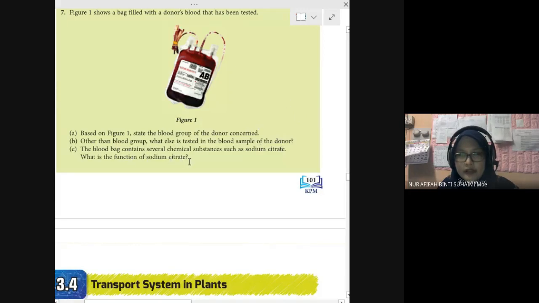Okay, the blood bag contains several chemical substances such as sodium citrate. What's the function of sodium citrate? We want to make the blood last longer when we keep it in a certain container or refrigerator. So we need to add several chemical substances such as sodium citrate to make the blood last longer and prevent the formation or growth of bacteria.